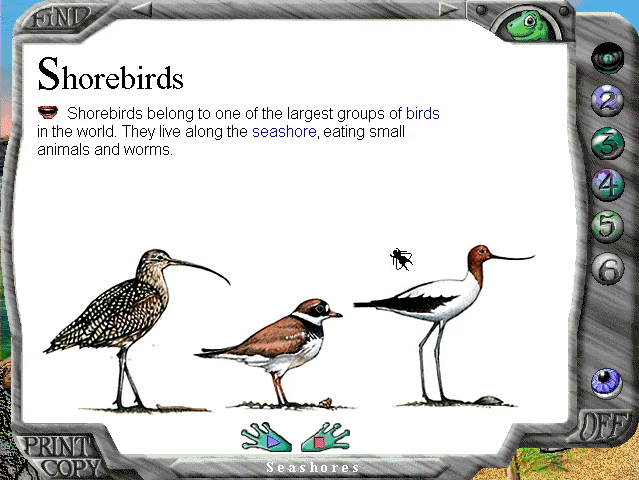Shorebirds. Shorebirds belong to one of the largest groups of birds in the world. They live along the seashore, eating small animals and worms.